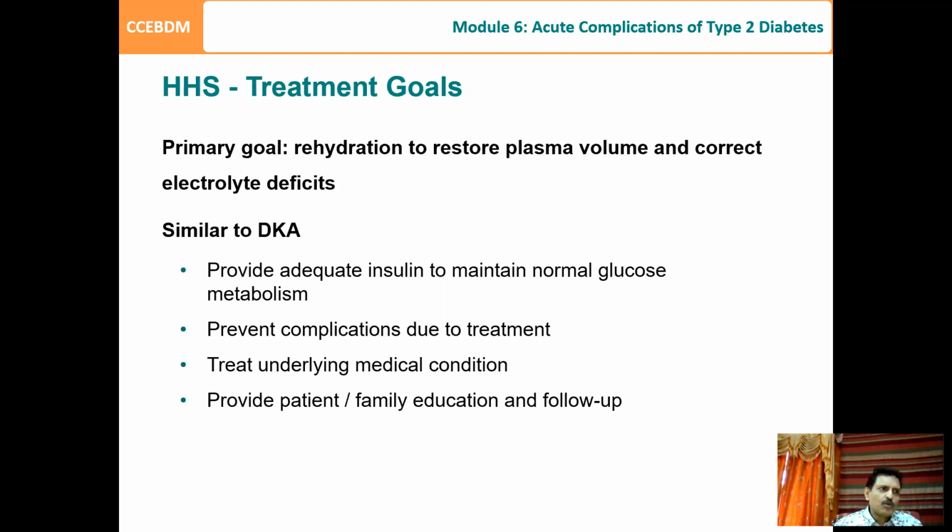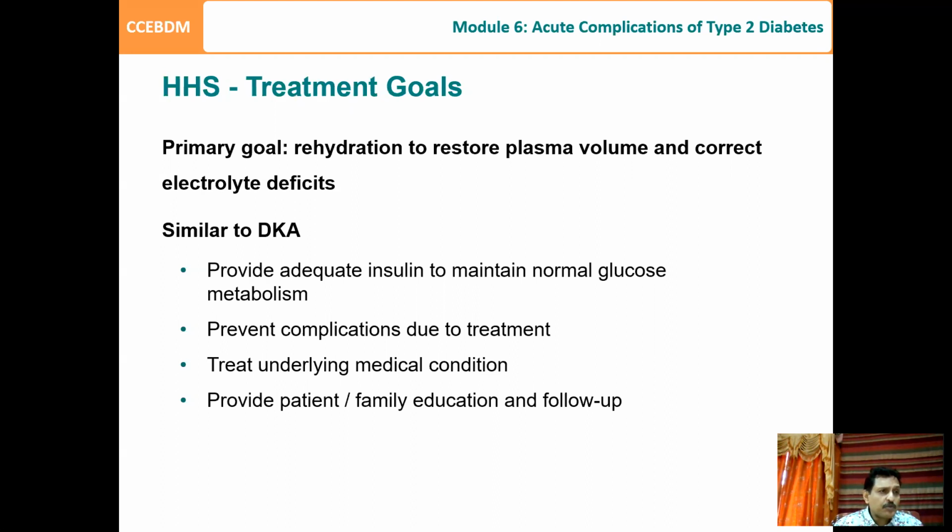So we start the insulin as well, again in a low dose, and we have to prevent the complications of the treatment. Which complication? If we give a very high dose of insulin, there's a possibility of hypoglycemia. Don't give it. Give a very low dose of insulin continuously over a long period of time.